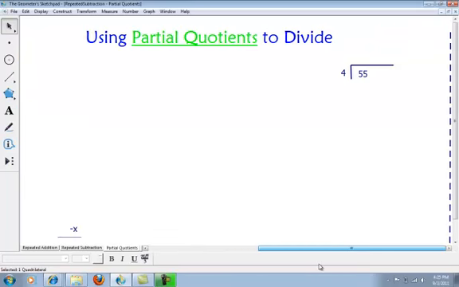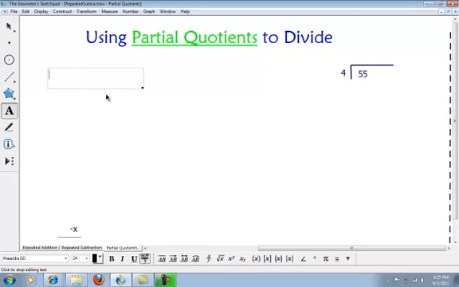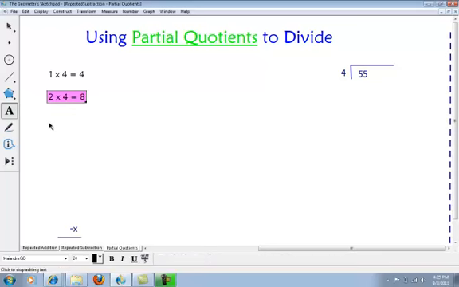Now let's look at how we can solve this problem using partial quotients. Since I know I have to put them into groups of 4, I know that one group of 4 is going to give me 4 tiles. Remember that this multiplication symbol means groups of, so we could say that one group of 4 is 4. But let's look if we had more than one group, like 2 groups of 4. Well, then we would use up 8 tiles.